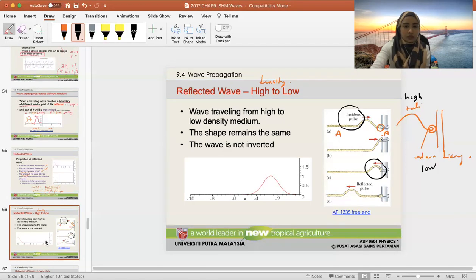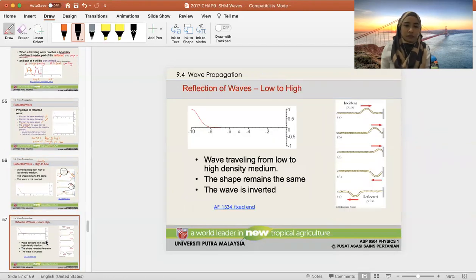Okay, so that is one from high to low. What about low to high? Dia akan jadi inverse. We already talked about this. Contohnya medium A is tali, medium B is wall. Yang ni lagi tumpat, wall lagi tumpat. So what happens when I libas tali macam tu, dia punya shape akan jadi inverse. Yang lain semua sama, maintain the same frequency, maintain the same speed and maintain the same, apa tadi?